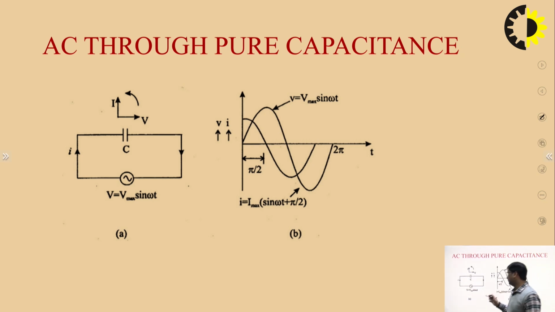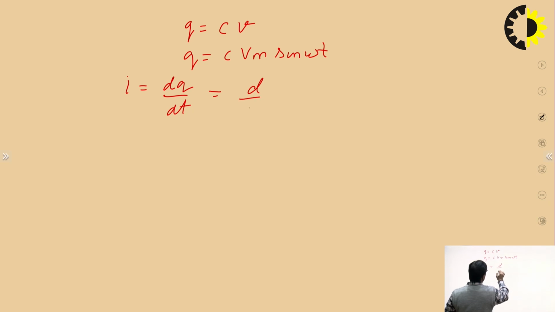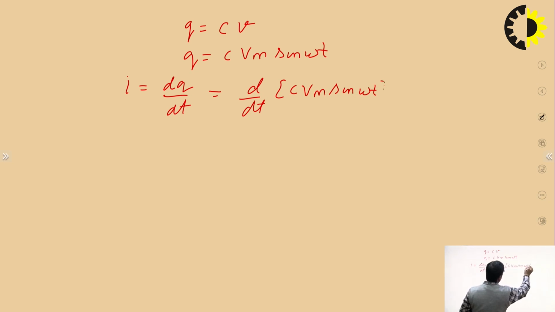Now for the current, if you find the current expression, we know that the charge is given by C into V. We know that Q is equal to CV. So the charge is C into Vm sine omega t. This is our Q, that is the charge, and we know that the current is given by dq by dt, the rate of flow of charge. So d by dt of this Q, which is CVm sine omega t.